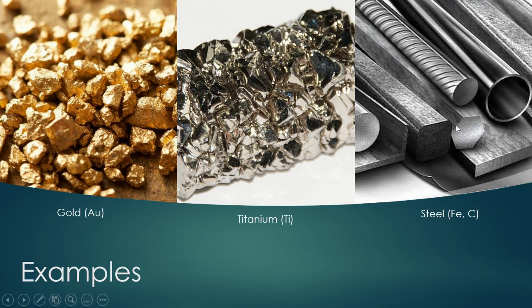Steel is a good example of an interstitial alloy where carbon is mixed into the iron. The carbon atoms are much smaller than the iron atoms, and so they fit in between the iron atoms and make it more rigid. Titanium's a good example of just a metal, and gold's another good example of a metal.